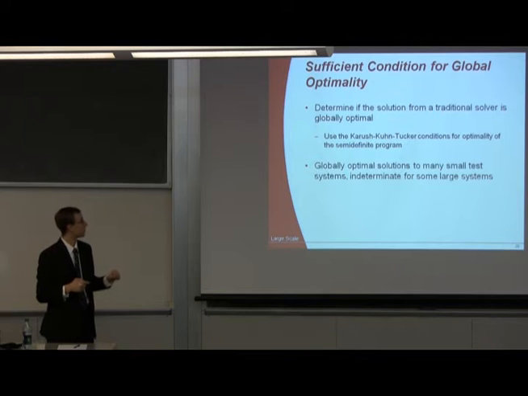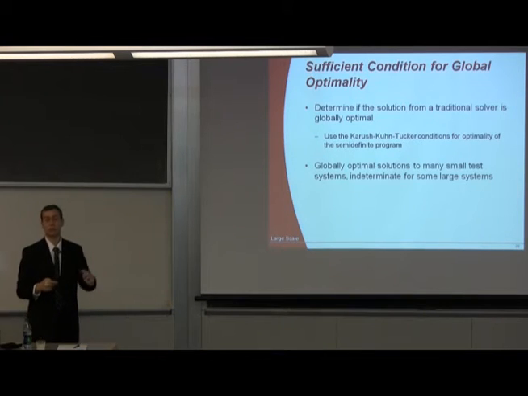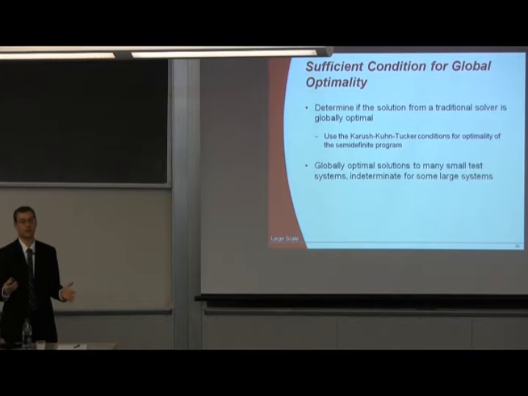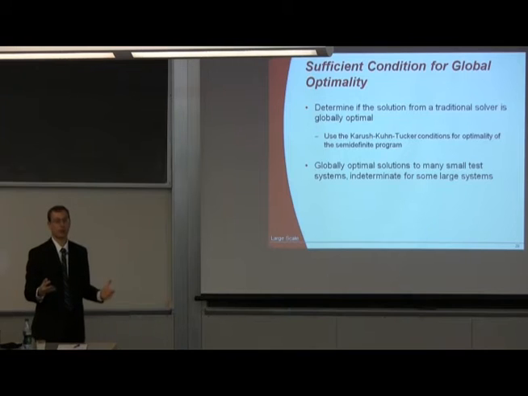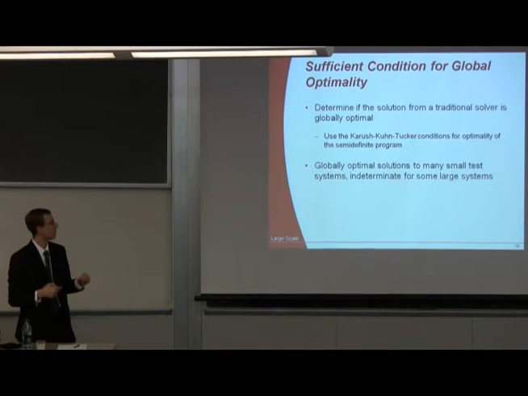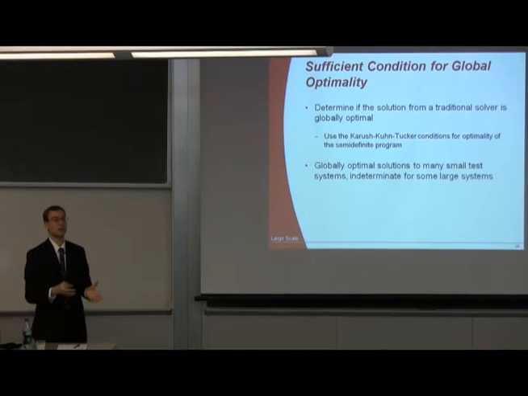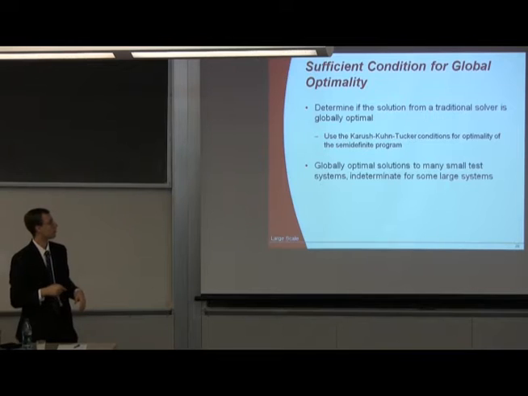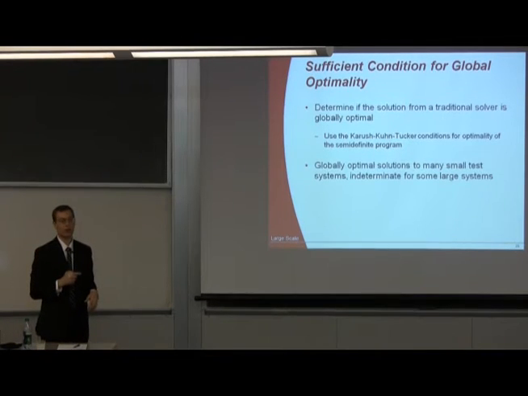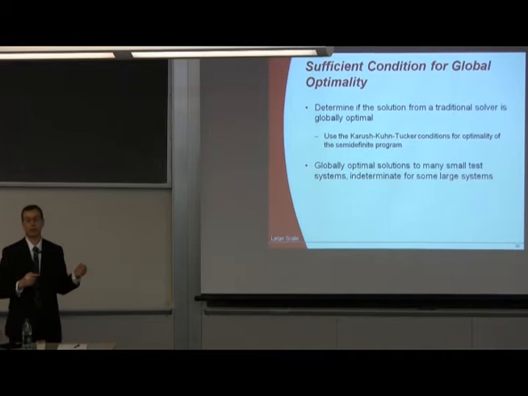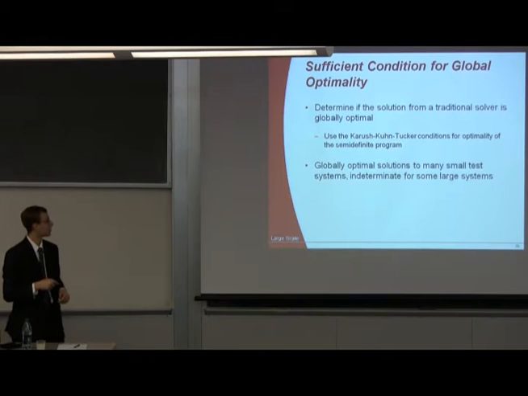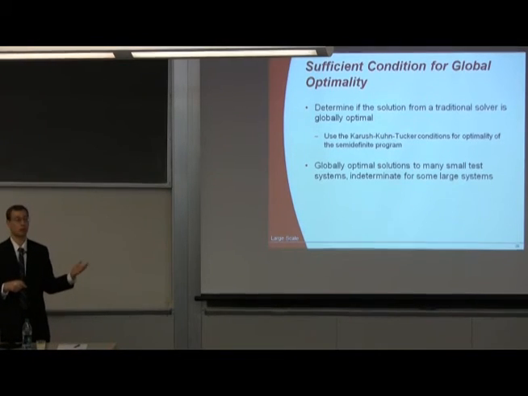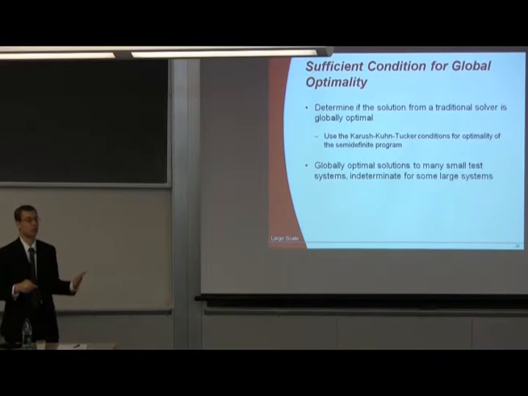Finally, in this area, we looked at a sufficient condition for global optimality. So in other words, we had 40 years of developments in this field for trying to find solutions to these optimal power flow problems. It seemed a waste to throw all that away. So what we did is come up with a method to determine if a solution from some existing technique was indeed the global optimum. So we could use what are called the Karush-Kuhn-Tucker, or KKT conditions for the optimization problem to determine if it was a global solution. What we found is similar to the previous results. For many of the small systems, existing methods do really well, but for some large systems, we're still unable to tell.